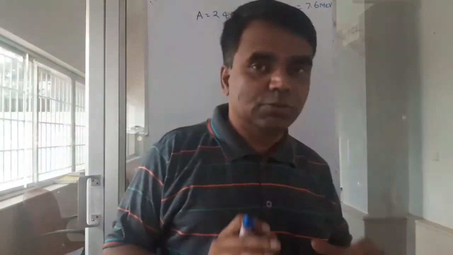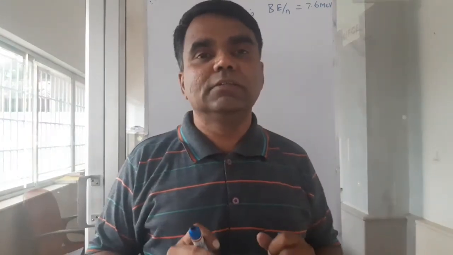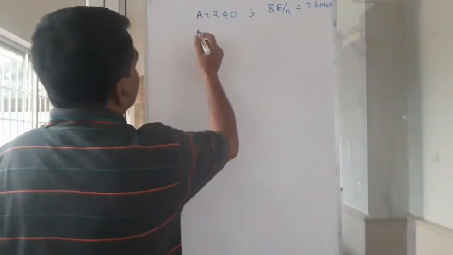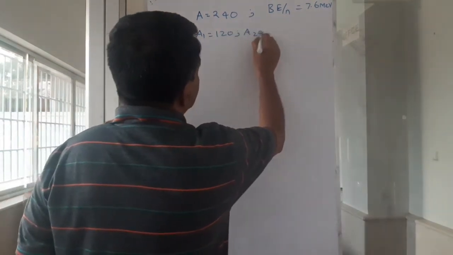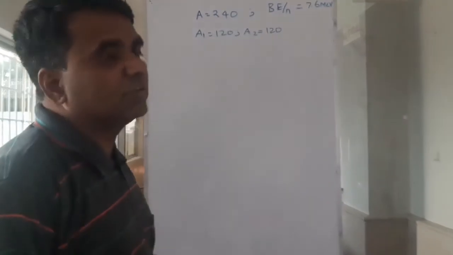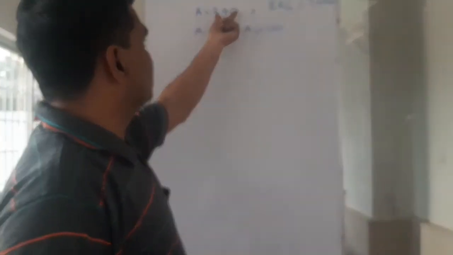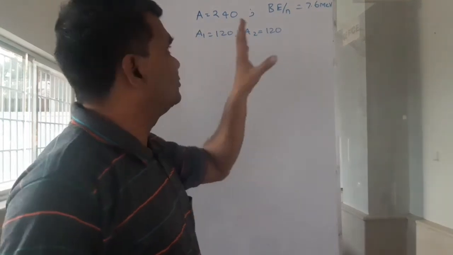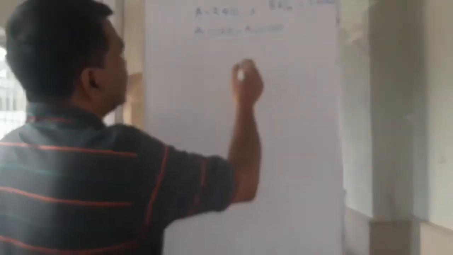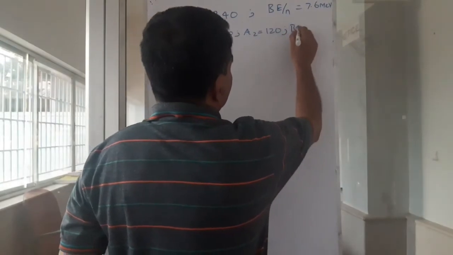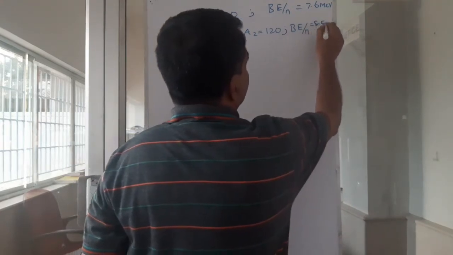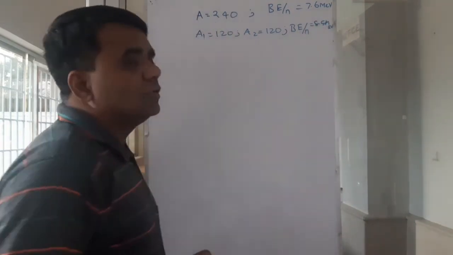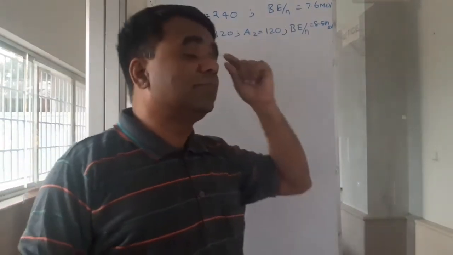Suppose this breaks into two nuclei, each with mass number 120, roughly. So you have A1, that is 120, and A2, that is 120 again, just for the sake of argument. So the 240 mass number has become 120 and 120. For the 120, from the graph, the binding energy per nucleon was 8.5 mega electron volt.